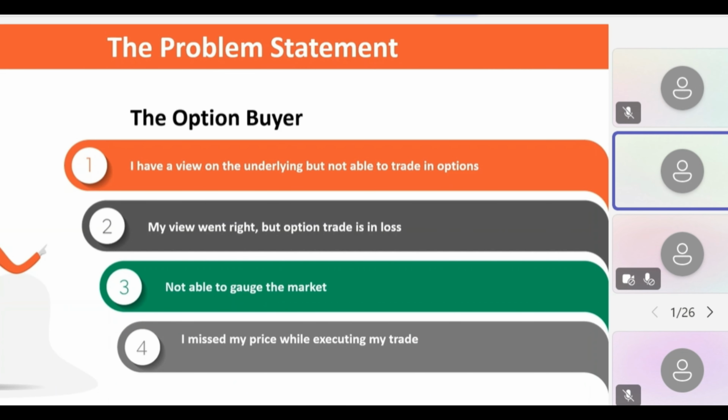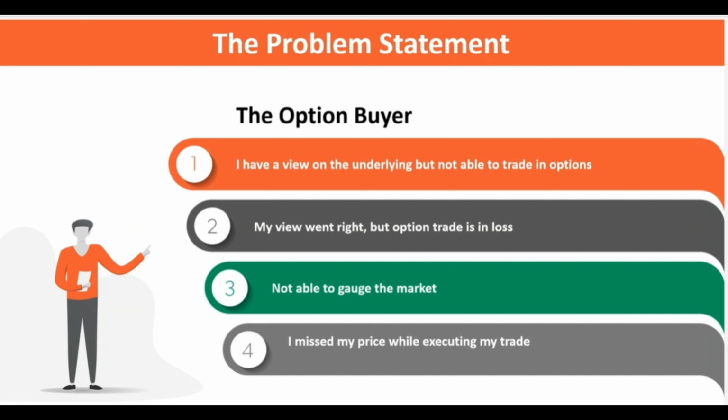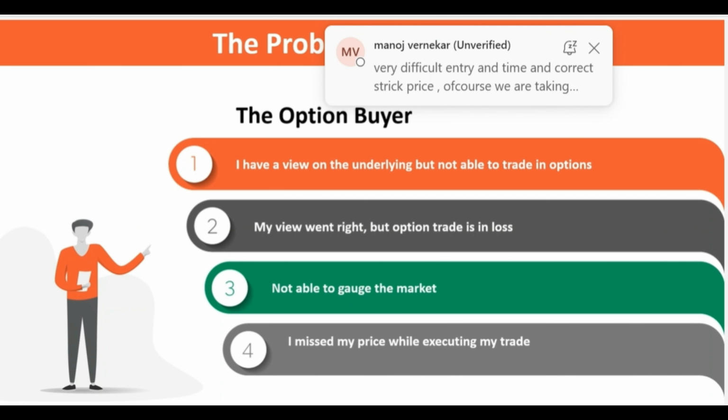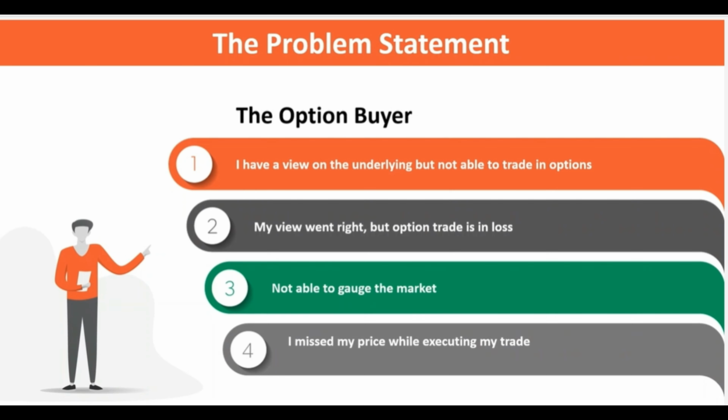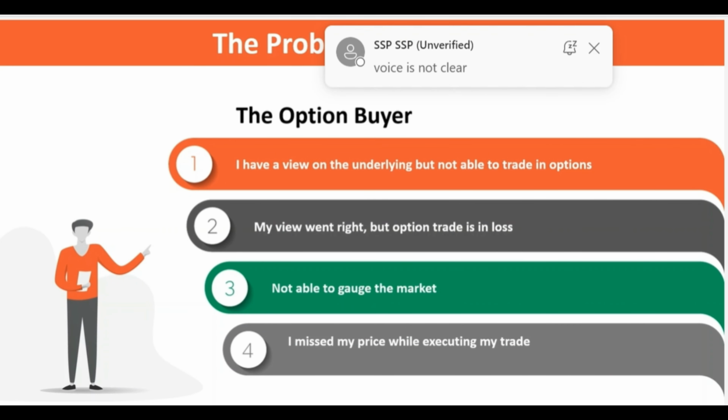noted it down as a problem statement which we will try and solve at the end of the session. Okay, you have a view on the underlying, but you're not able to trade options, or let's say the view is right, but you are making a loss. Somebody said, I'm not able to gauge the market direction. Where to enter, whether it's an uptrend or downtrend, whether to enter, whether to have a stop loss, what stop loss, what target, we are not aware about it.